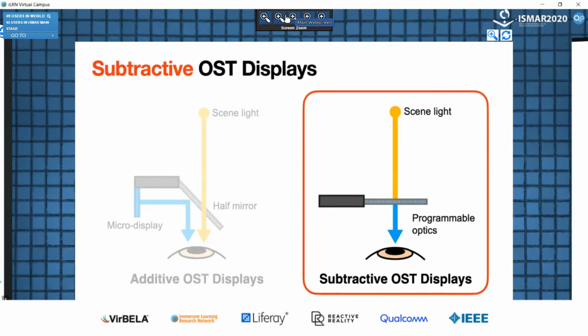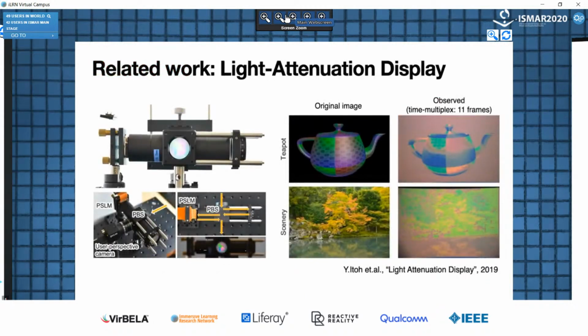For these reasons, we are focusing on subtractive OST displays. In the subtractive paradigm, a display presents virtual images by placing a programmable spatial color filter in front of the scene light. It's the same principle as stained glass. In our previous work, we proposed a light attenuation display. This system can display different spatial color filters using a spatial light modulator. As shown in the right figures, it can render colorful virtual objects in front of a white background without using any additional light source.